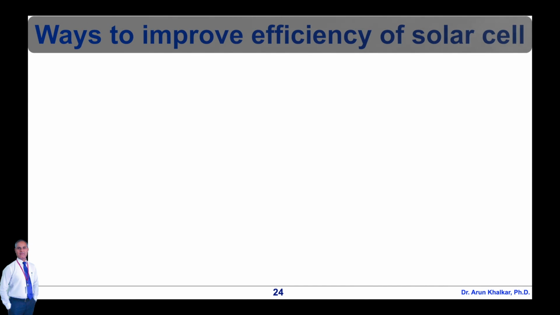Now let's see the ways to improve efficiency of solar cell. The solar cells developed using crystalline silicon technology and used for commercial purposes typically have efficiencies ranging from 15 to 21%. There are a number of ways of improving efficiency of solar cells. The efficiency of solar cell could be up to 45% depending on the technology used for its development. Some of the ways by which we can improve the efficiency of solar cell.